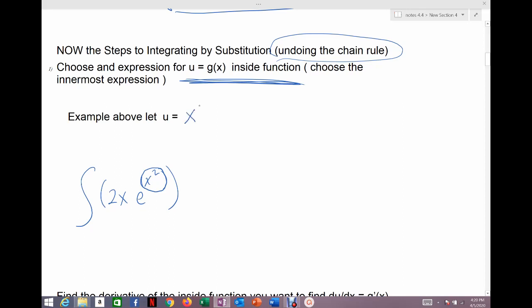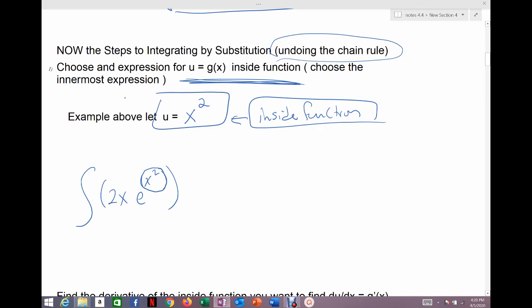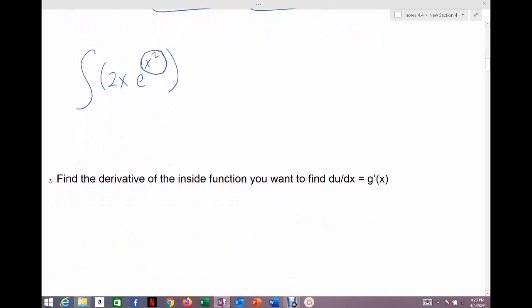U equals the inside function. That's my first expression I want to recognize and substitute out. So I let u be equal to the x squared, which is inside the e function. Remember, when we used the chain rule, we took the derivative of the inside, so I want to recognize what the derivative of the inside is. I also want to get rid of that expression. So we take the derivative of the inside, and we're going to set it up with the ratio du dx equal to that derivative.